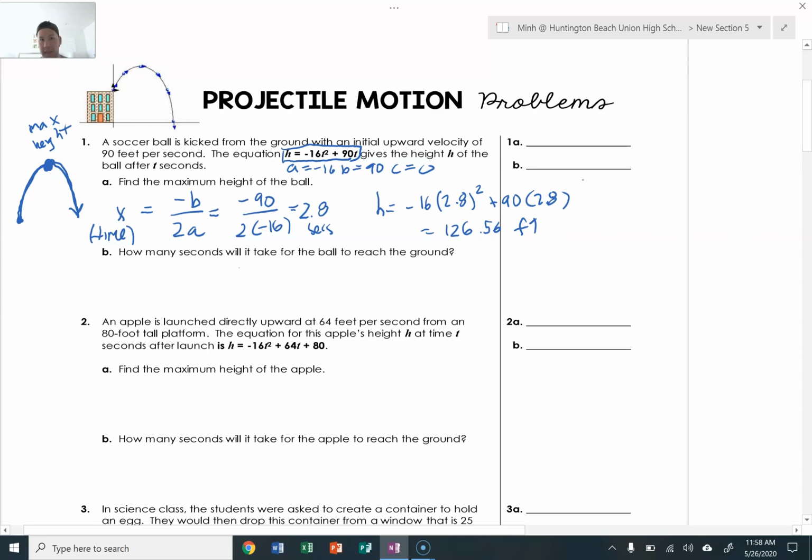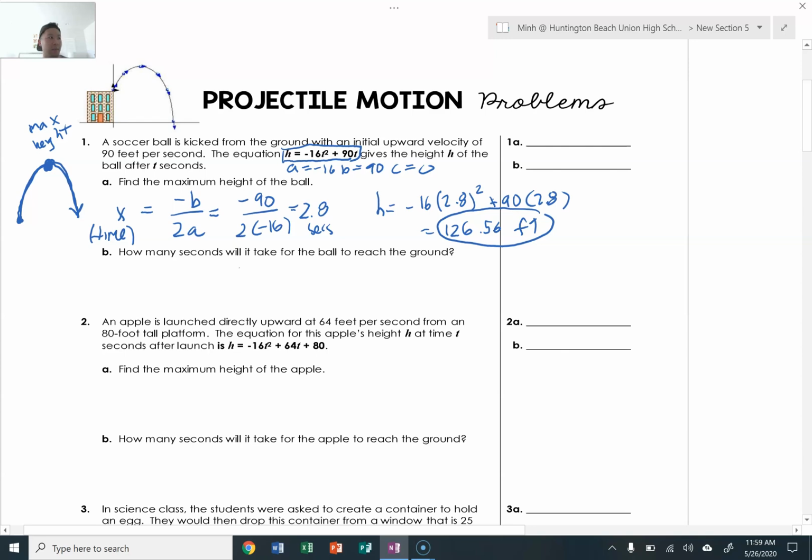So just your final answer, the max height is 126.56. But if they want to translate even further, it'll take you 2.8 seconds to get to your maximum height of 126.56. But anytime they tell you to just tell them the max height, that's the only number that you have to give. Now, the last part is pretty simple.